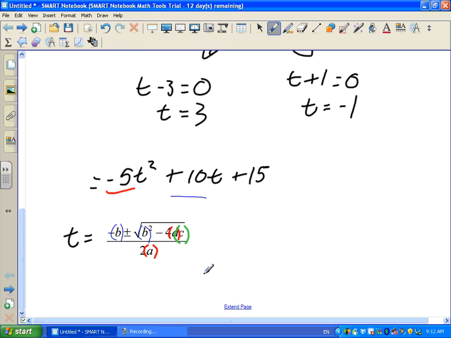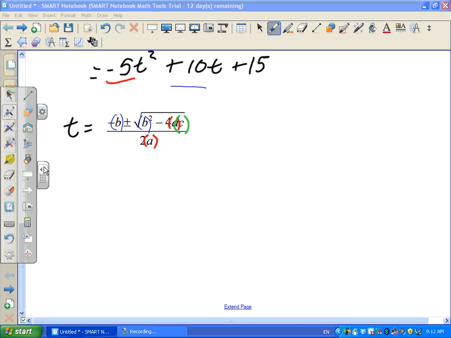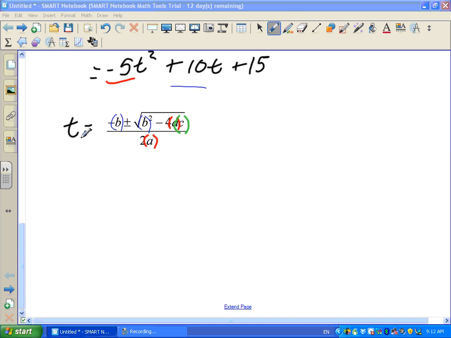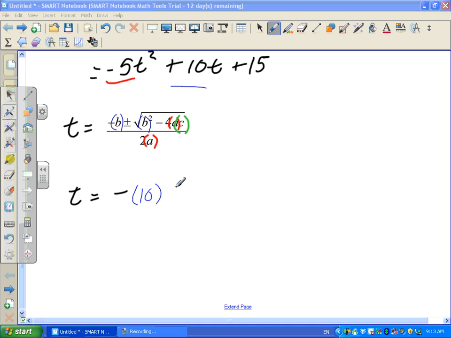So we're going to rewrite this entire equation out, just so it all makes sense to you. I'll write it a little bigger. In this case, t, normally it's x, is equal to negative. Now we said we're going to replace b with our 10. Very important that you get the plus or minus, because we're actually going to end up with two answers. As we discovered before, there are two answers to this.